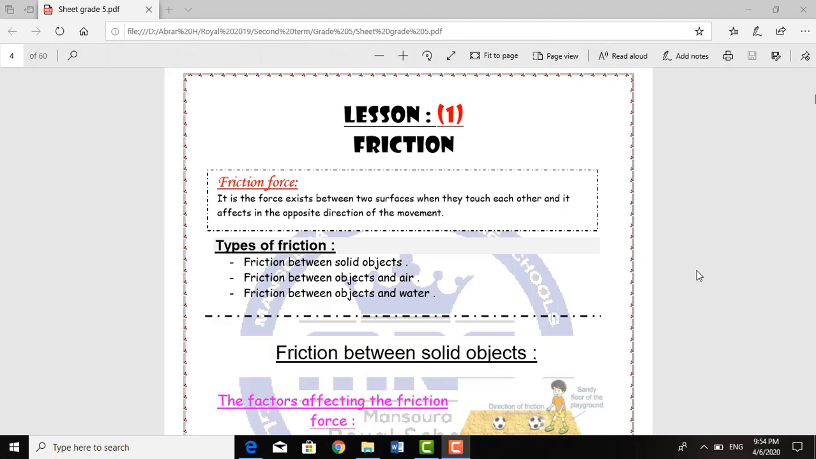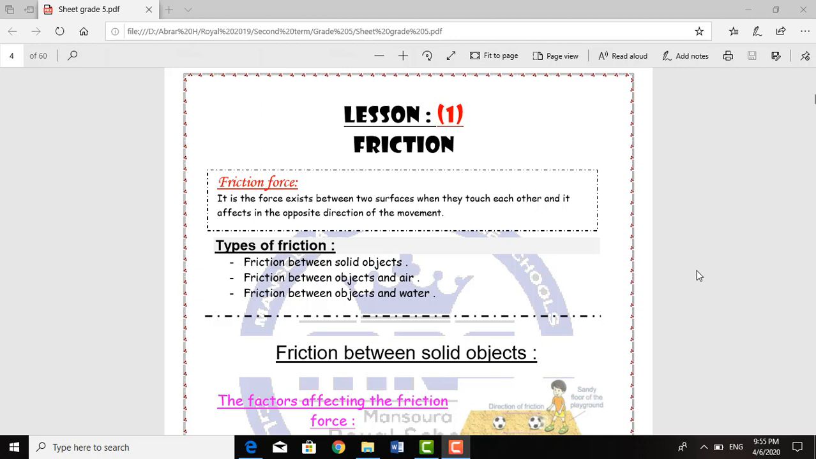Hello my dear students. Today we will talk about friction, and this lesson is for grade 5, unit 1, lesson 1. Previously we talked about different types of forces like gravity force and electromagnetic force, and today we will talk about a different type of force which is called friction.